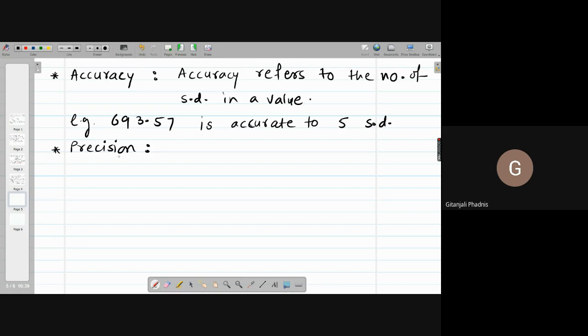Can anyone tell me the meaning of the word precision? Accuracy. Accuracy means number of significant digits. I am asking about precision. How close it is to the actual value. No, to be precise.